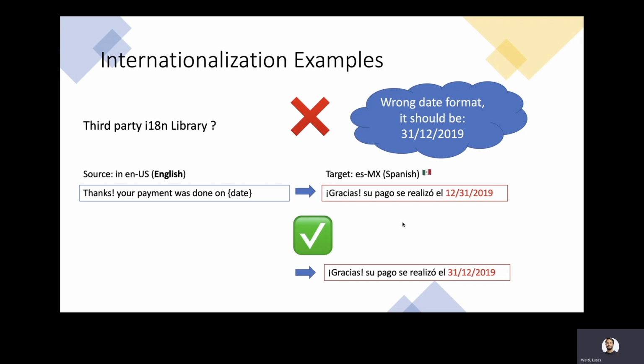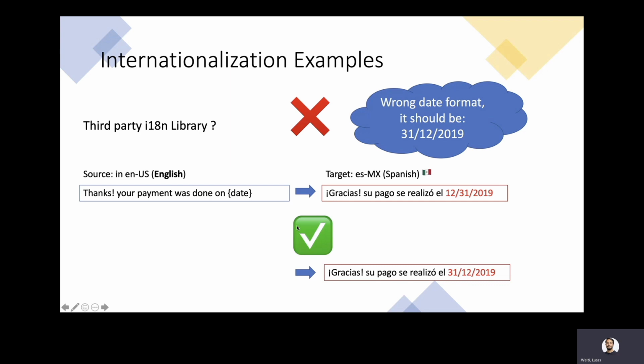And then here we have a problem because the date format is showing the month, the day, and the year. This is wrong because the format that we should have, as we have here, is, gracias, su pago se realizó el 31 de diciembre del 2019. Here we have it correctly, which is the day, the month, and the year.